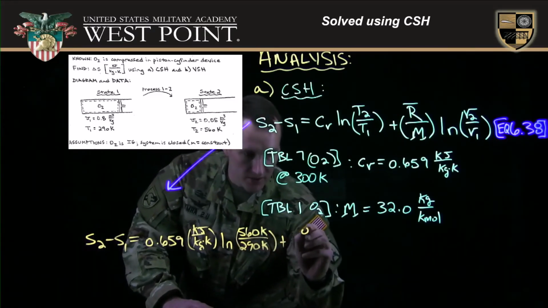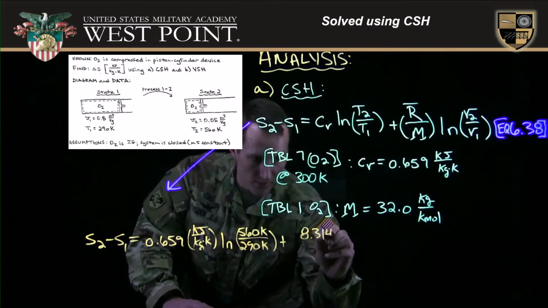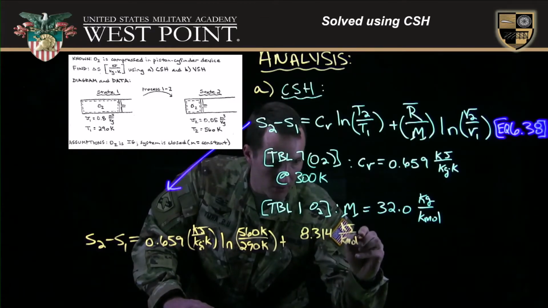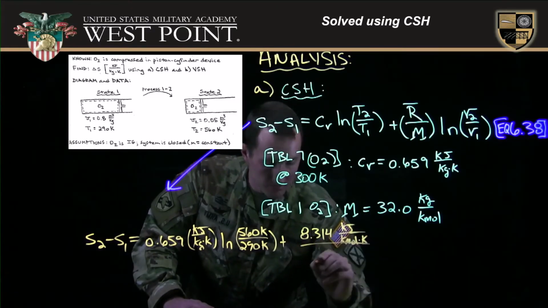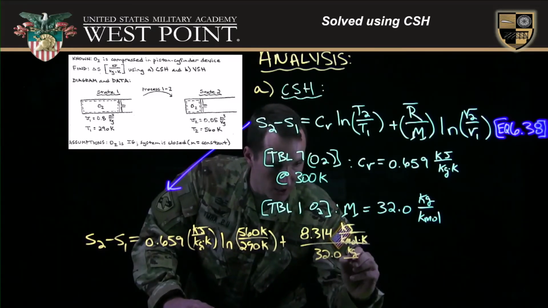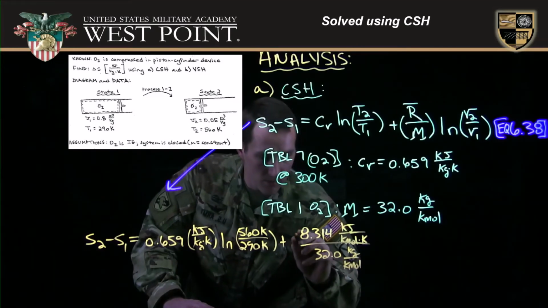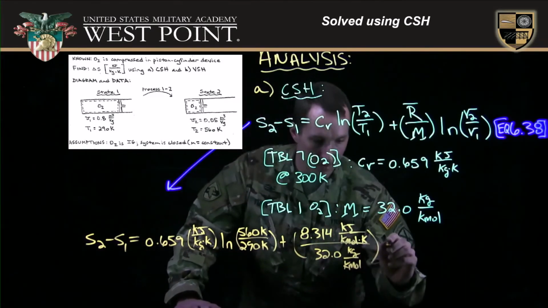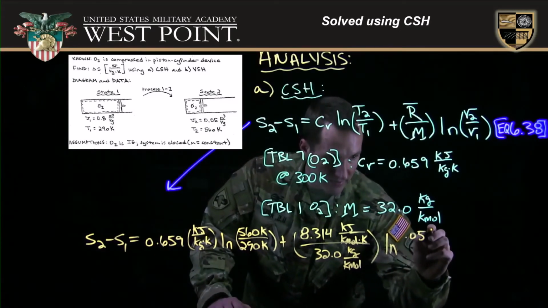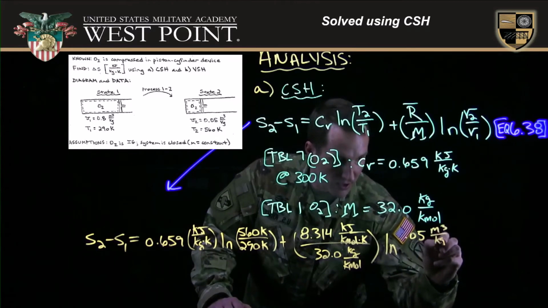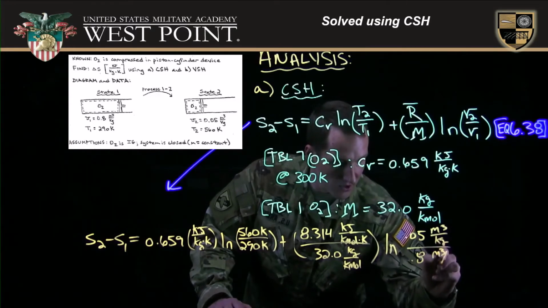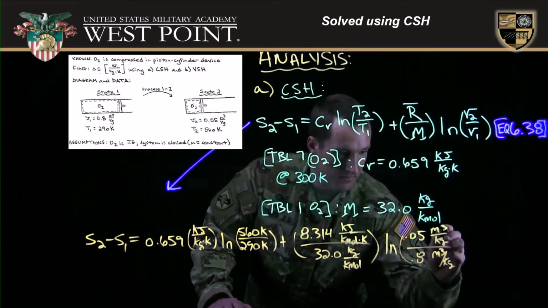plus our universal gas constant R bar, 8.314 kilojoules per kmol Kelvin, divided by our molecular weight, 32 kilograms per kmol of O2, times the natural log of our specific volumes, 0.05 meters cubed per kilogram at state 2, and 0.8 meters cubed per kilogram at state 1.